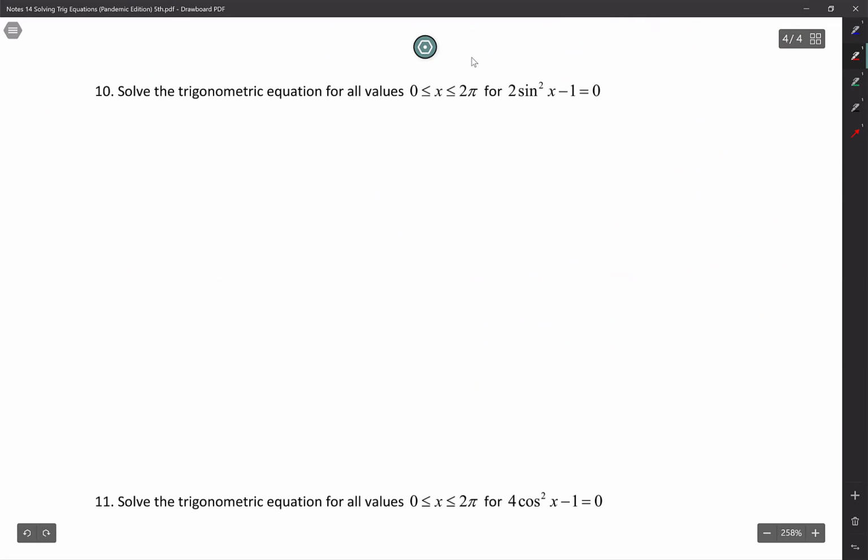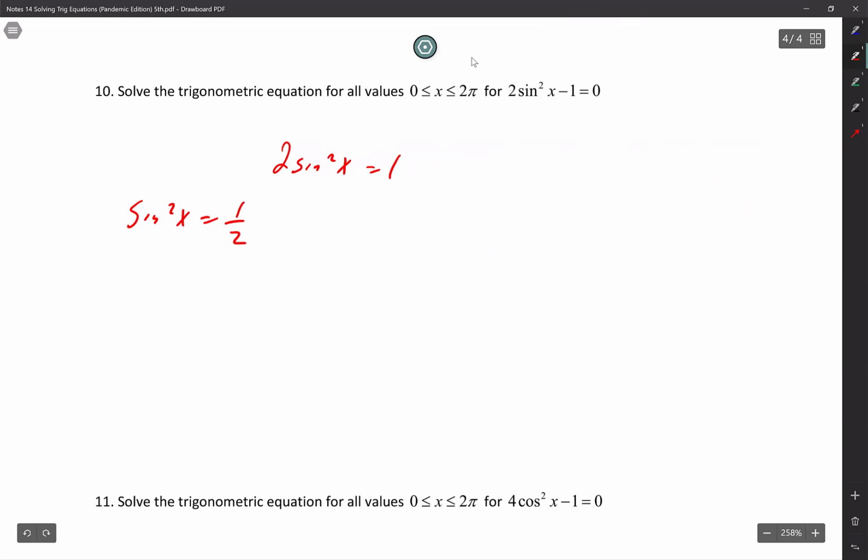Question 10. Solve the trig equations for all values between 0 and 2 pi of 2 sine squared x minus 1. All right, so let's do that really quick. I'm going to move the 1 to the other side. So 2 sine squared x equals 1. I'm going to divide both sides by 2 to get sine squared by itself. So sine squared x equals a half.